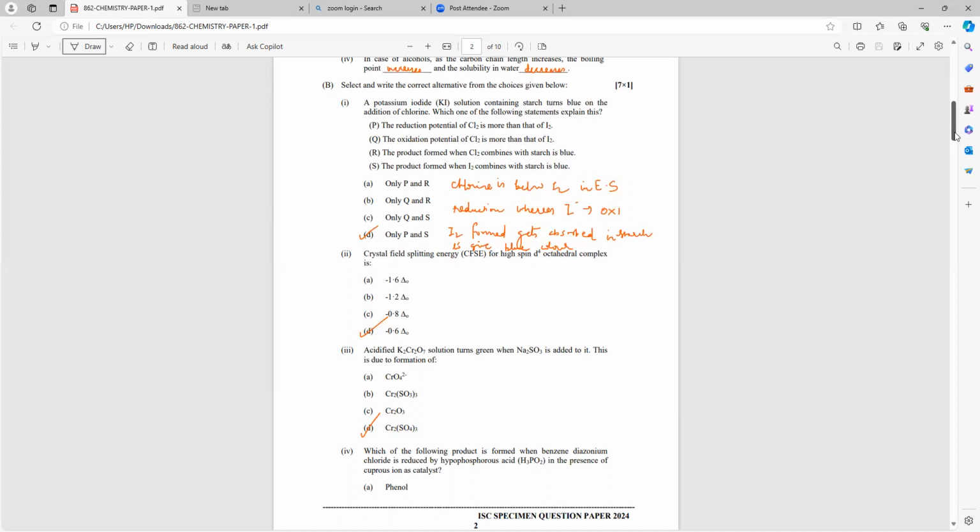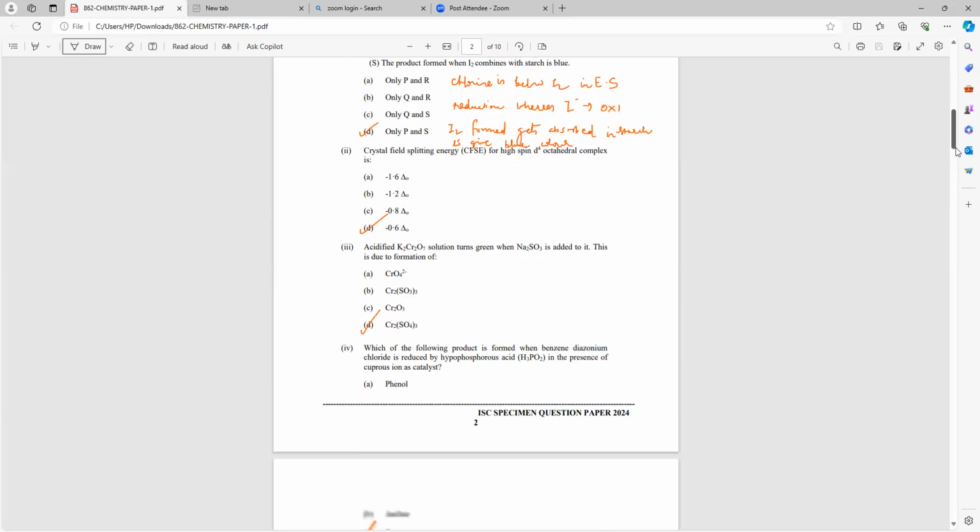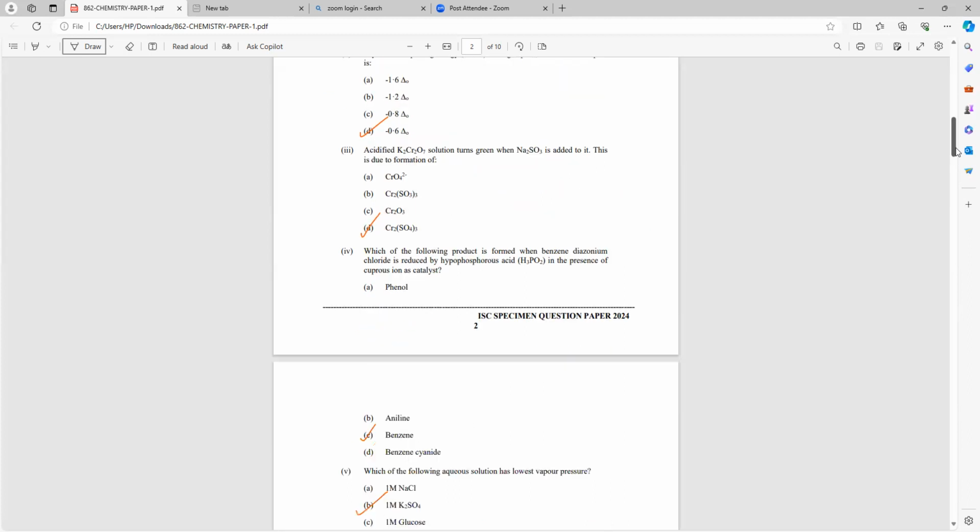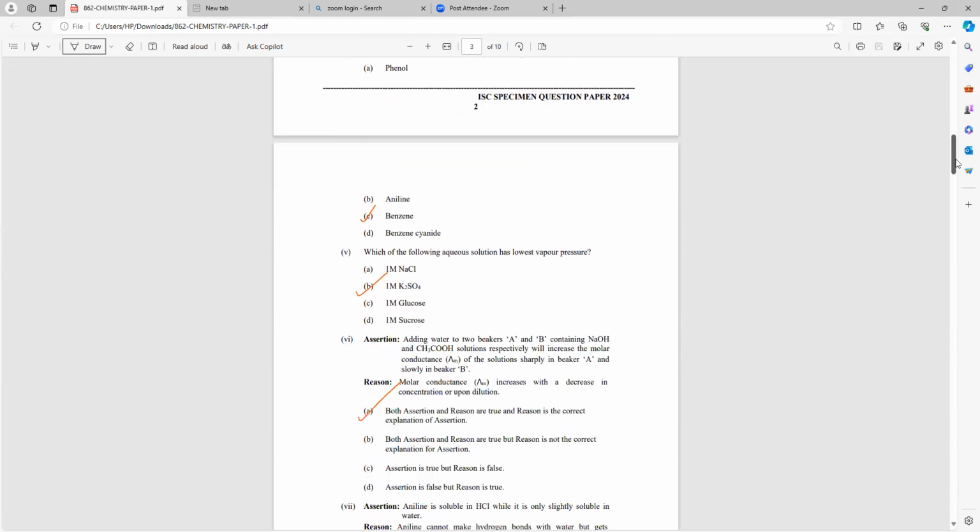That means chromium sulfate. Which of the following products is formed when benzene diazonium chloride is reduced by hypophosphorous acid in the presence of cuprous ion as catalyst? Answer is C, that is benzene. Which of the following aqueous solutions has the lowest vapor pressure? That will be 1 m K2SO4. Then sixth is your assertion and reasoning question.